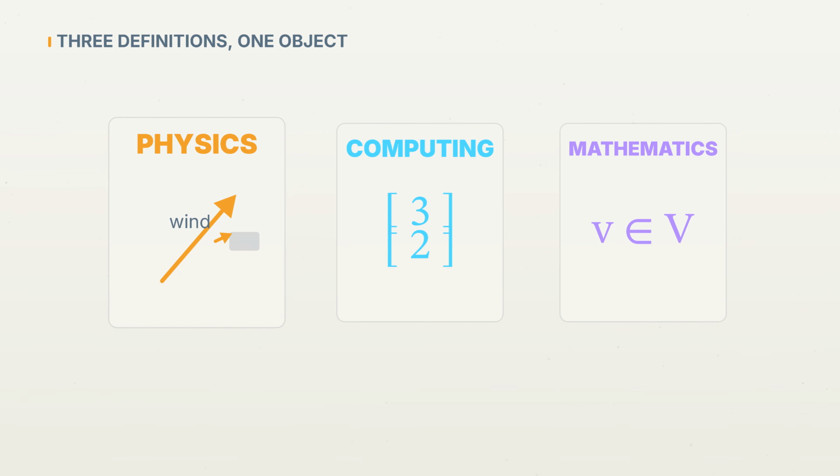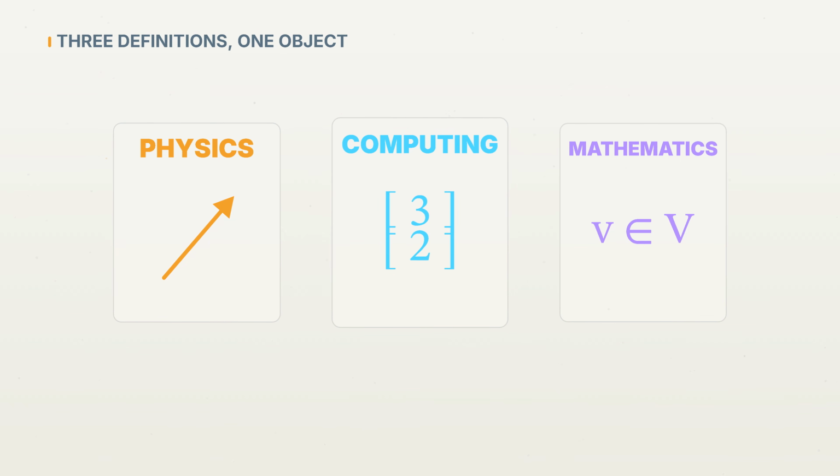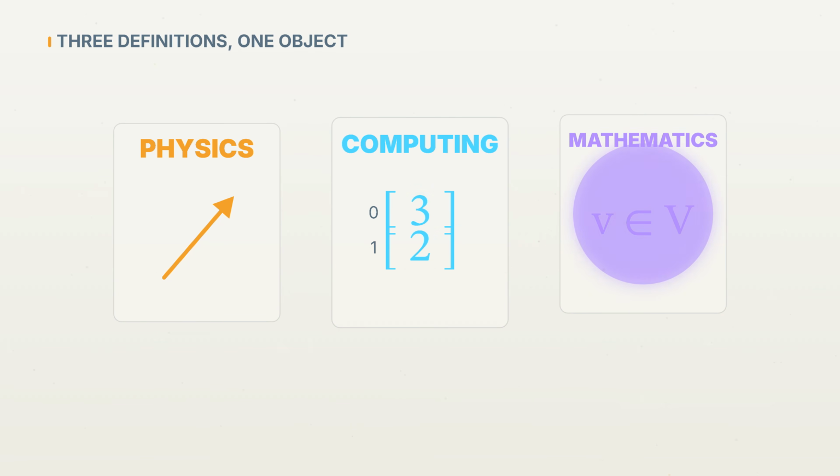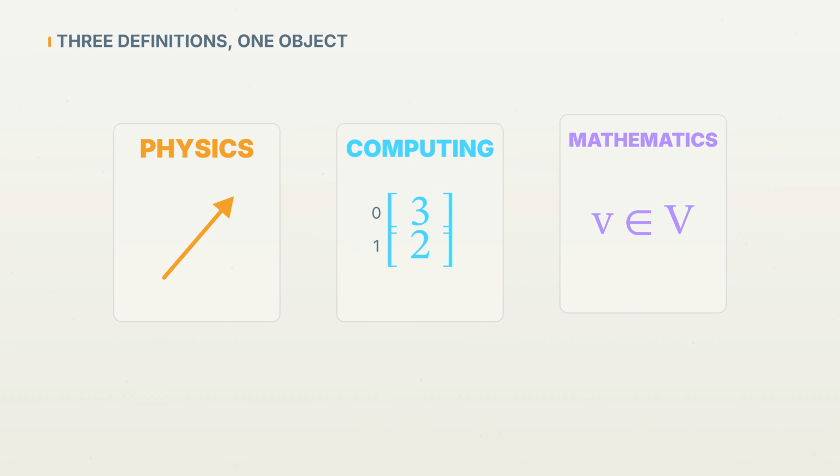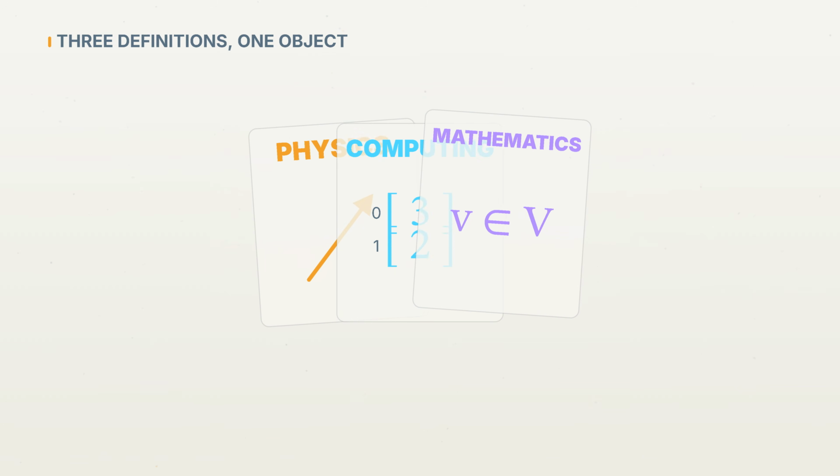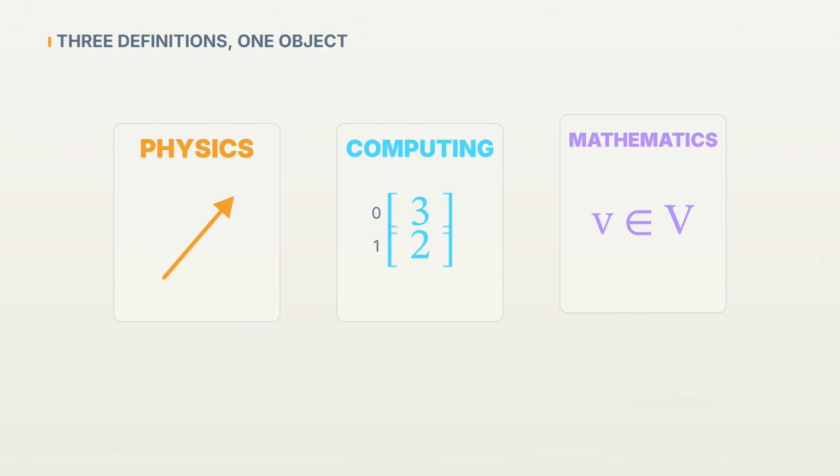But computing disagrees. To a computer, a vector's just a list. 2 numbers in a strict order. That's it. Great for code. Now the third definition, the abstract one, sounds completely useless, and yet it's what powers the AI on your phone. Hold that thought. Mathematics says a vector is an element of a vector space defined only by the rules it obeys. No picture, no numbers, just rules, deliberately abstract. 3 definitions, 1 object. They can't all be the whole story, and yet somehow they're all true at once.